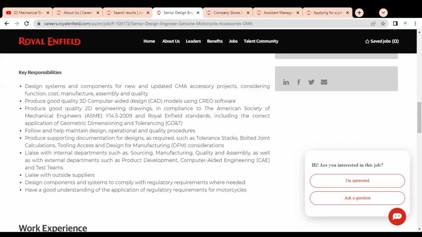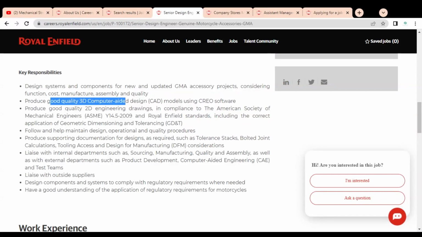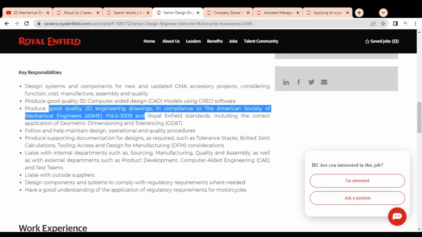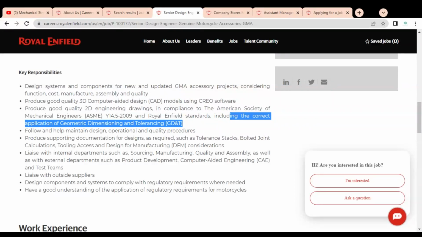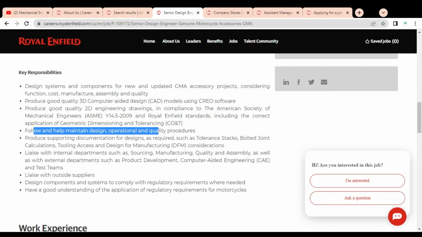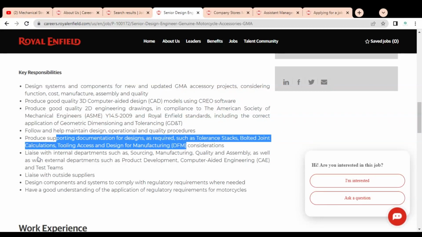So here you can see the key responsibilities are given, like you design system components of new and updated GMA accessories, then produce good quality 3D computer aided design models using Creo software, then produce good quality 2D drawings in compliance with the American Society of Mechanical Engineers, that is the ASME standard, including the correct application of geometric dimensioning and tolerancing. Then follow and help maintain design, operational and quality procedures. You have to produce supporting documents for the design as required, such as tolerance stack, bolted joint calculation and many more.